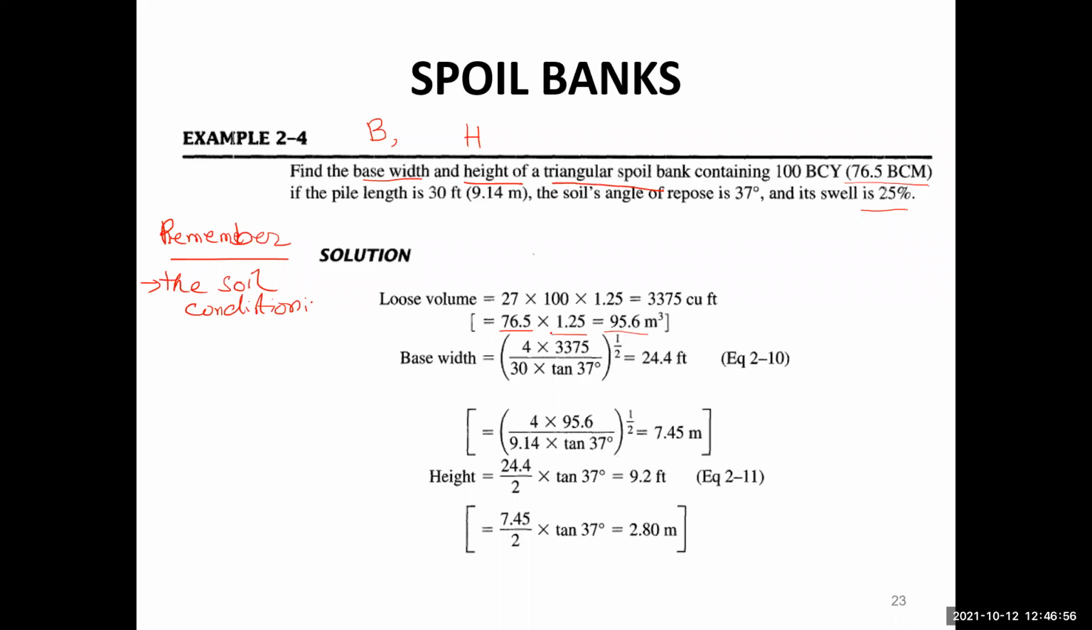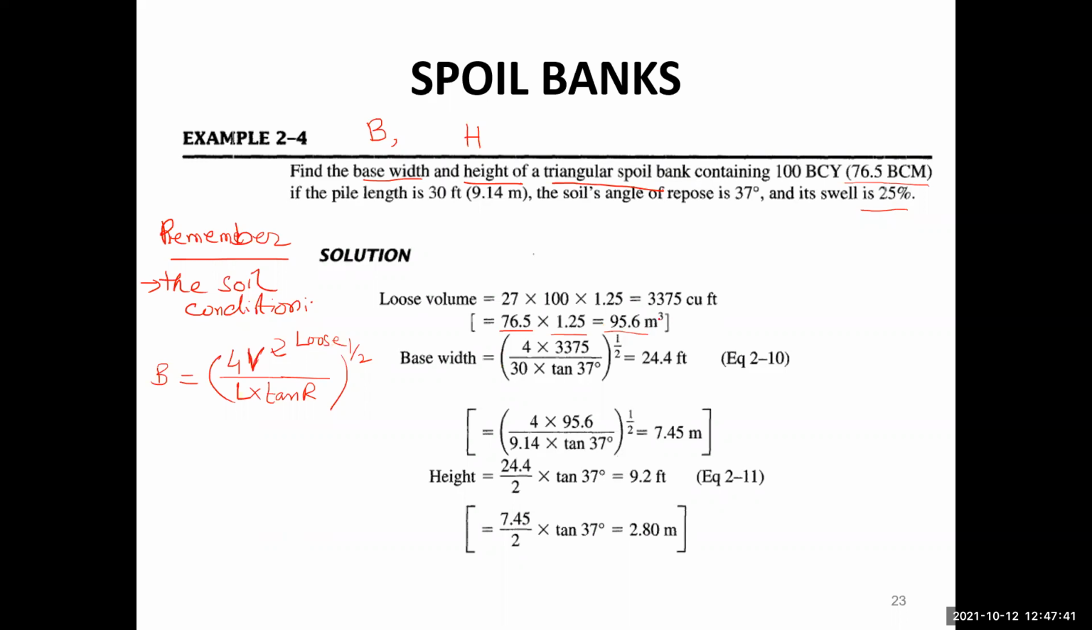and then it will give the loose volume as 95.6 cubic meter. So now if we apply this formula, B is equal to, in this case, so what was the formula? Yeah, 4V, 4 times the volume divided by length times the tangent of the angle of repose, in power 1/2. So 4, and then the volume over here, remember, you should not use the bank volume in this case, because the spoil banks are in the loose condition. So therefore, you will use the loose volume. Okay.